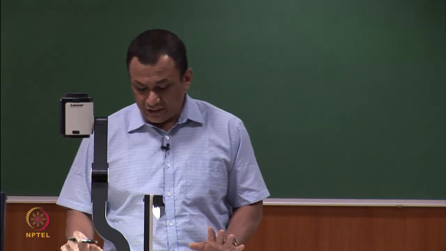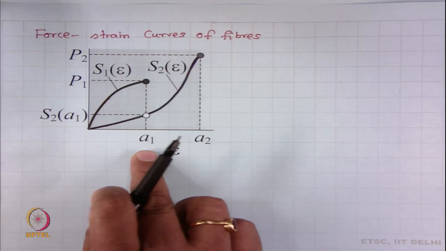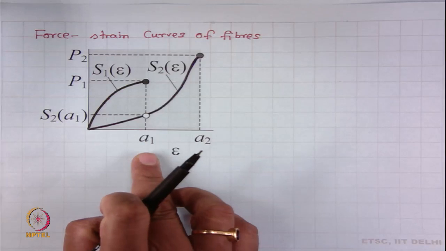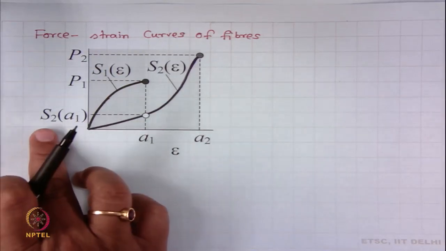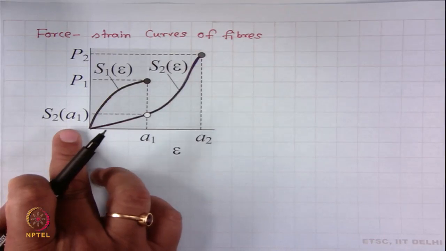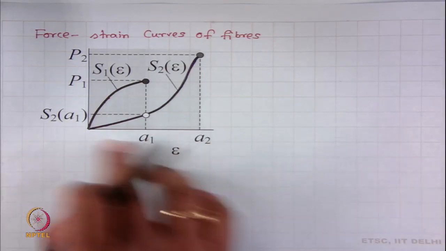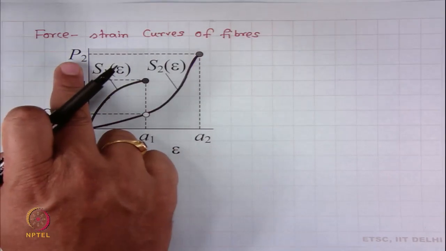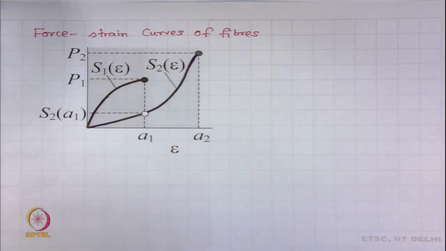Now, if we look carefully at this graph, A1 is the breaking strain of type 1 fiber. However, at A1 type 2 fibers do not break. Type 2 fibers have a force S2 subscript A1. At higher elongation A2, all type 2 fibers will break. So, their breaking force is P2. P1 is the breaking force of type 1, P2 is the breaking force of type 2. So, this is what we see.